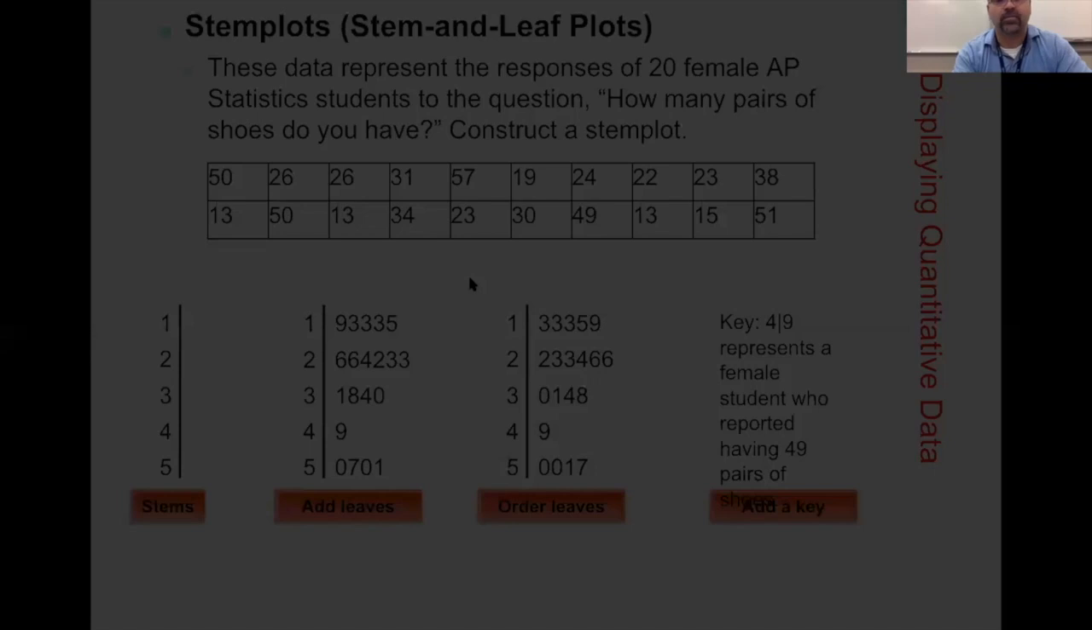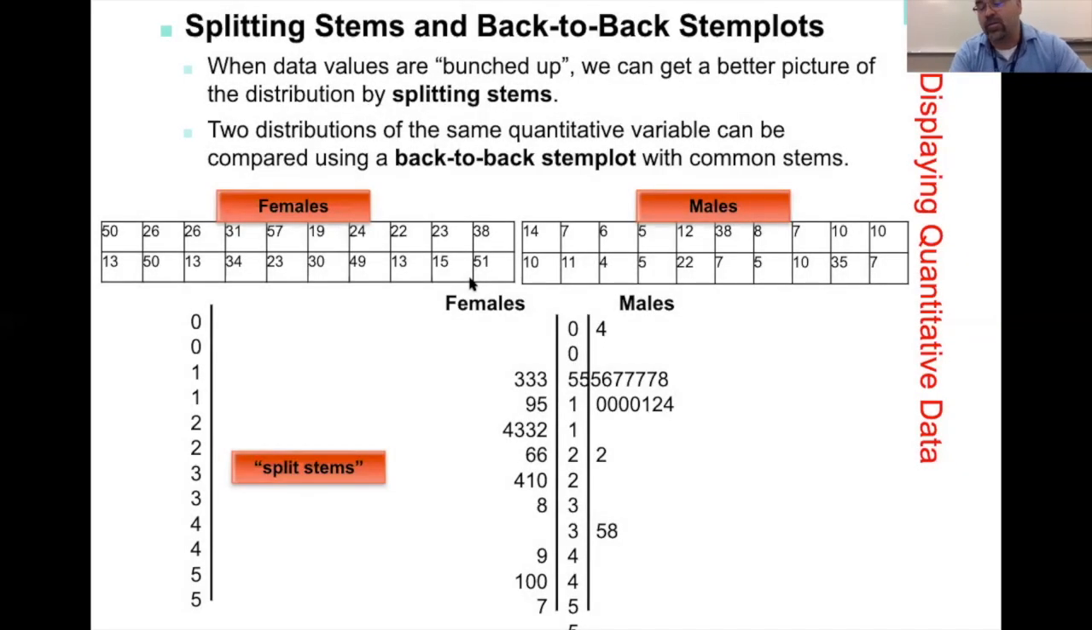All right. They asked the same question to a bunch of male AP statistics students. And so we made a thing called a back-to-back stem plot. They've also introduced the technique of splitting stems here. And that's because if you had, like in the male graph, there's, oh my gosh, the alignment is really off here, guys. I'm so sorry about that.